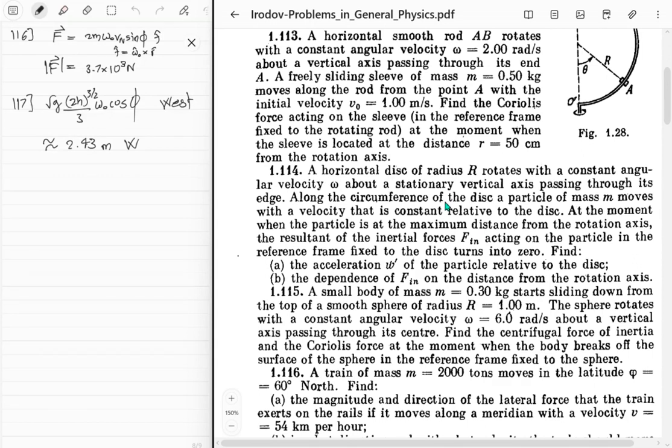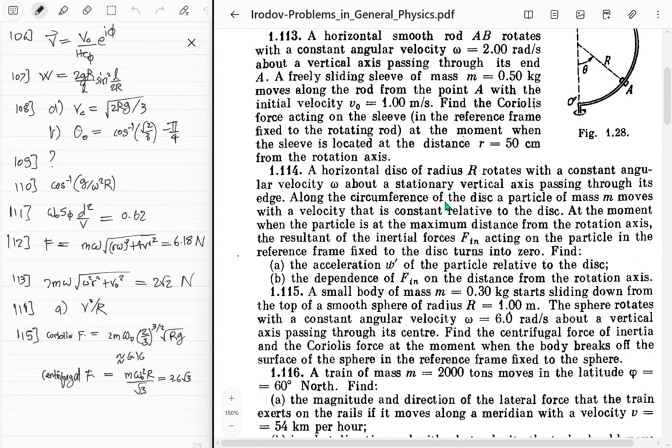So we'll do 114, because the B part I didn't do, right? So now I'm going to do it. Let's do it.